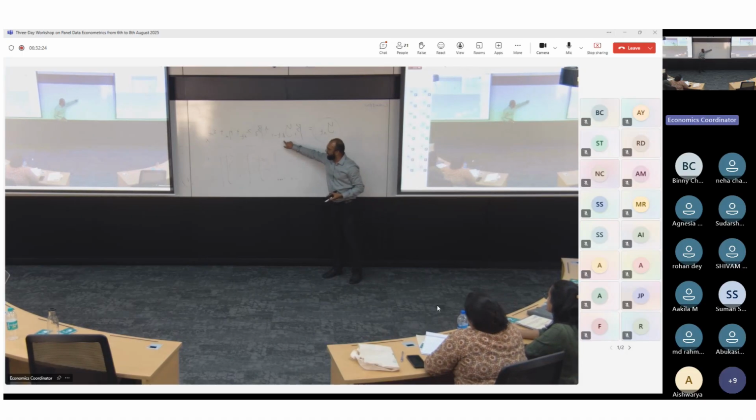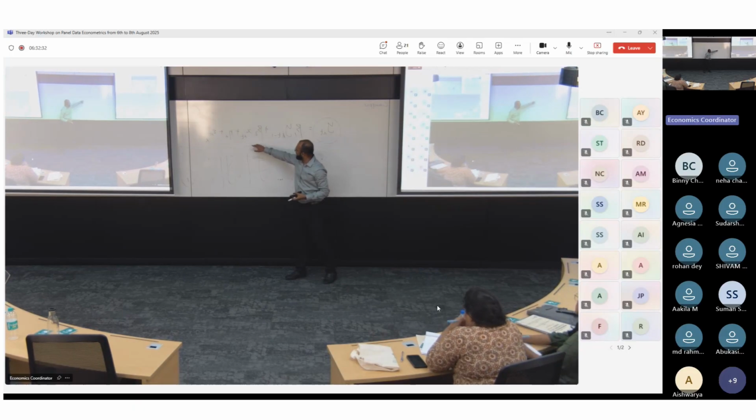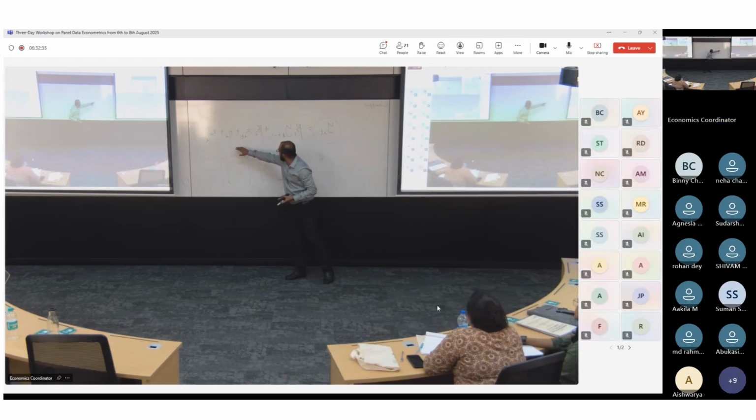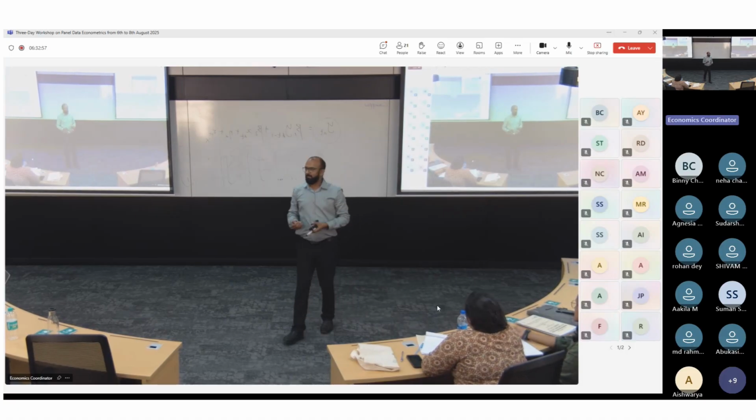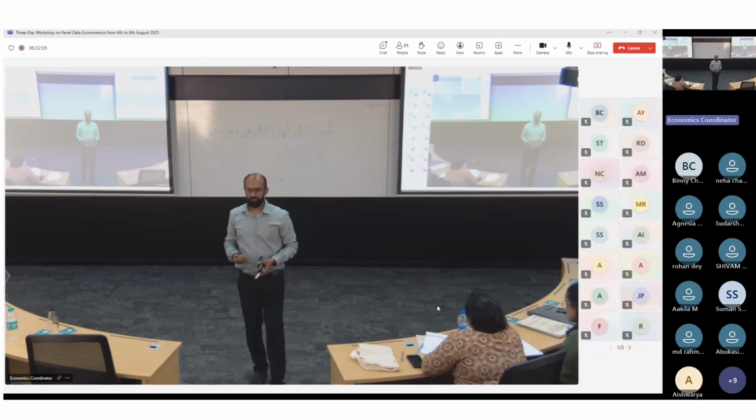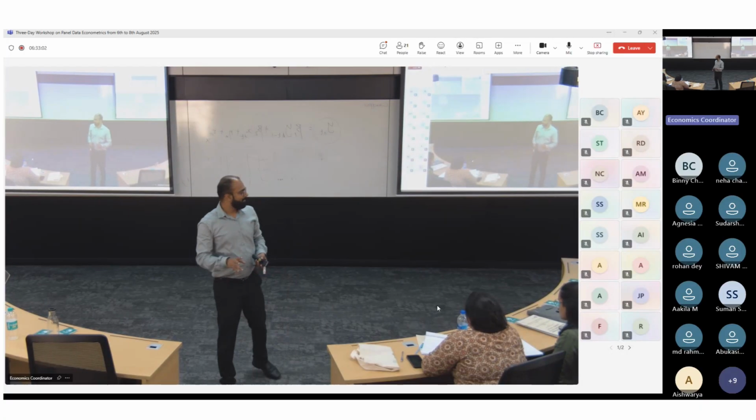Get it? If you expand what is YIT minus 1, you will find that it will be beta 1 into YIT minus 2 plus beta 2 XIT plus beta IT plus epsilon IT minus 1. Since this YIT minus 1 is an explanatory variable in this model, epsilon IT minus 1 is correlated with your YIT. So if that is the case, is there autocorrelation? Yes. There is autocorrelation.